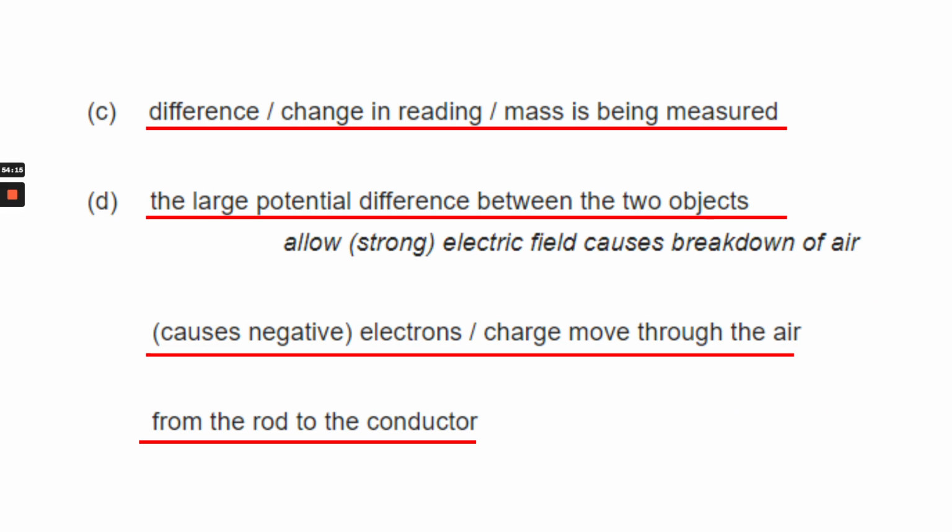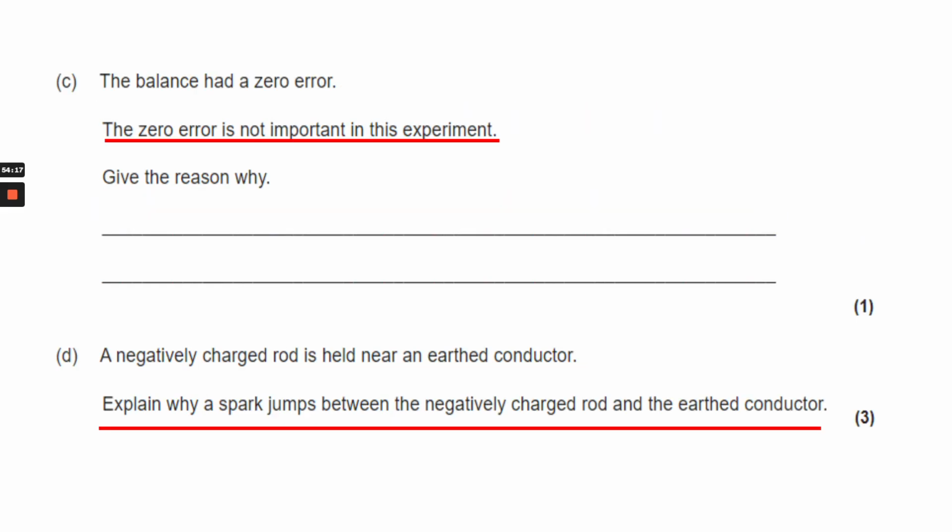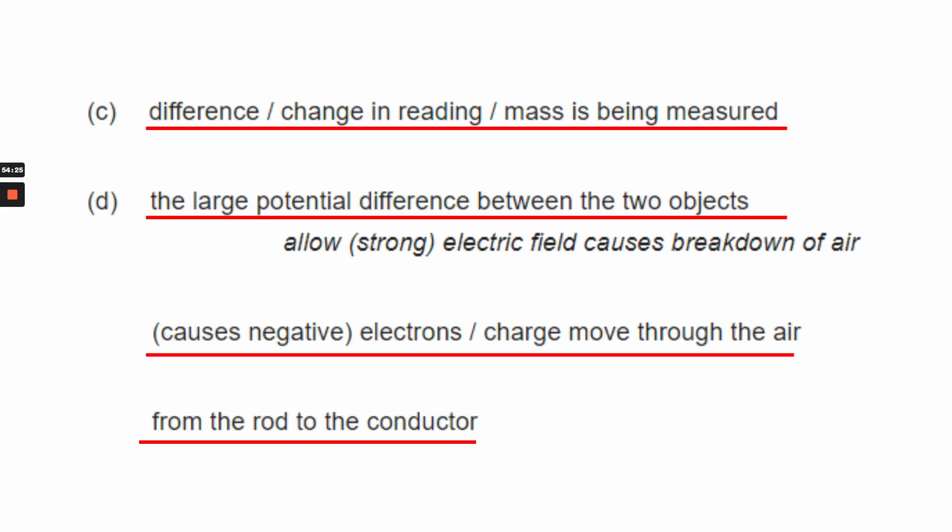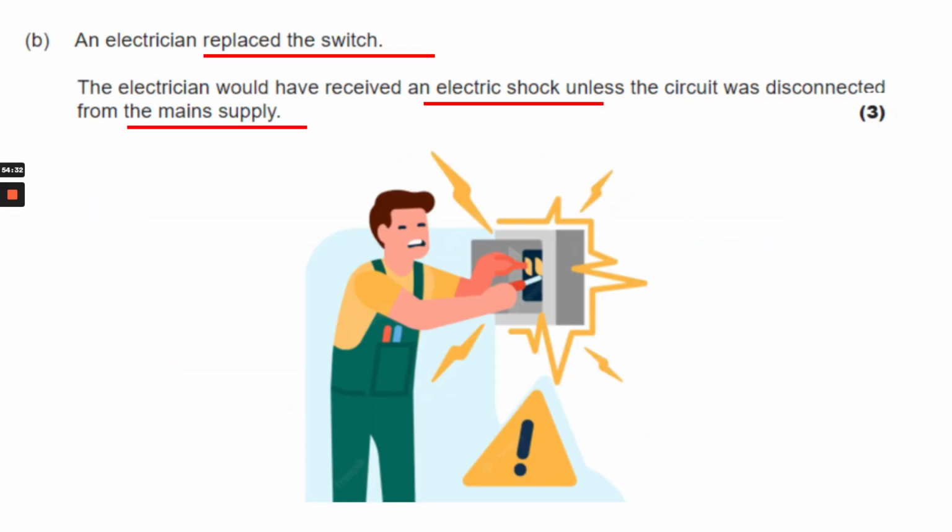And finally, a negatively charged rod is held near an earthed conductor. Explain why a spark jumps between the negatively charged rod and the earthed conductor. You must say there is a large potential difference, causing electrons to move through the air from the rod to the conductor.